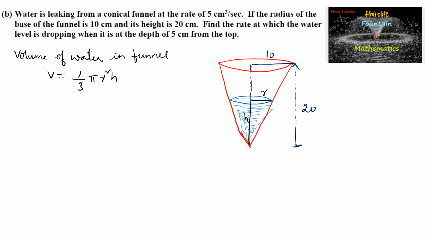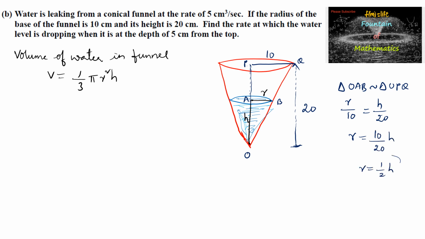So let us mark these points as O, A, B, P, Q. Clearly we can say that triangle OAB is similar to triangle OPQ, so that their sides are in proportion. R divided by 10 is equal to H upon 20. Or we can write R is equal to 10 upon 20 times H, or R is equal to 1 by 2 H. Okay, so we got the relation between R and H.